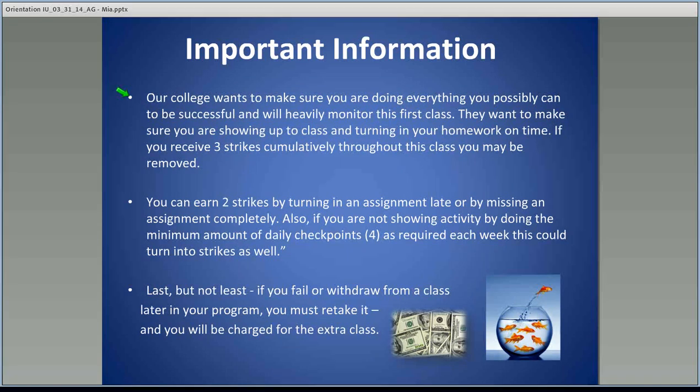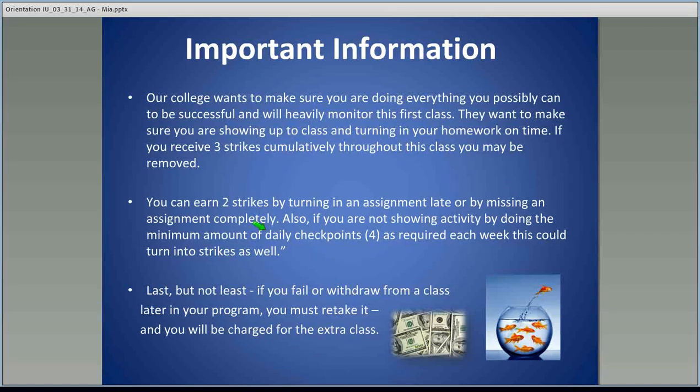Now, the way that you earn strikes, up to those 3 that would result in the removal from class, would be to turn in an assignment late, or miss an assignment and not turn it in at all. And if you're not showing activity by doing the minimum amount of daily checkpoints as required each week, this could turn into strikes as well. So the daily checkpoints are what count for your attendance.